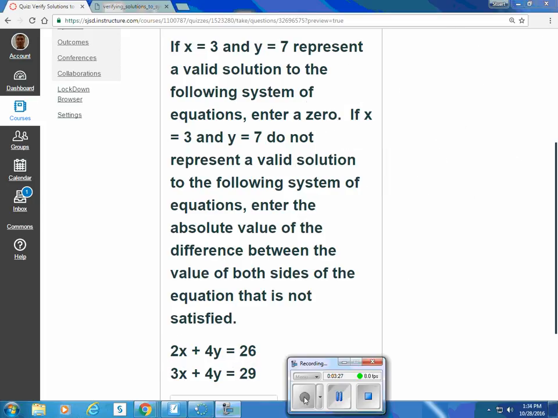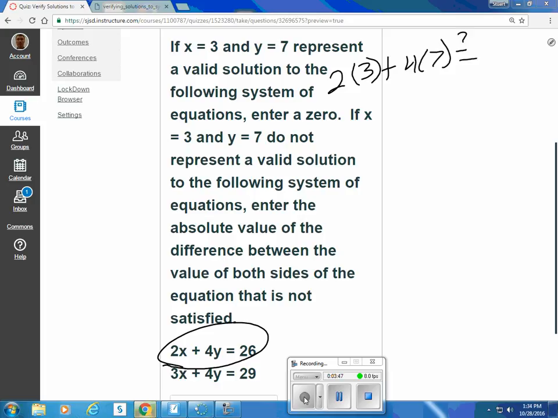So if x equals 3 and y equals 7, they want us to check those and see if those are valid solutions. Well, let's plug it into this one first. So 2 parentheses 3 plus 4 parentheses 7. Does that equal 26? 6 plus 4 times 7 is 28. That does not equal 26. And the difference is, well, let's find out. This is 34. 28 plus 6 is 34.